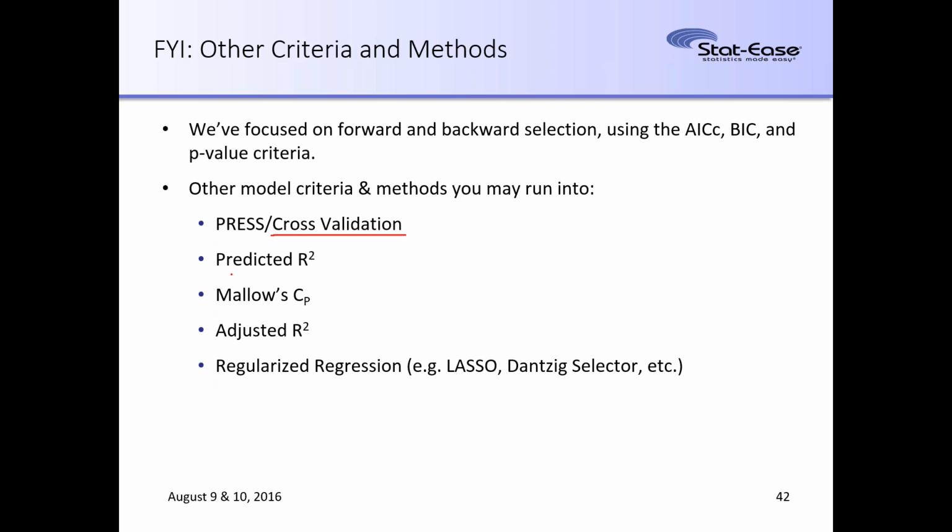You could also simply use automatic selection by using predicted R squared, although that's generally going to give you something similar to what AICc gives you. There's Mallows' Cp, there's an adjusted R squared, and in the last 15 years there have been model selection methods based on regularized regression. So if you've ever heard of Lasso or the Dantzig selector, this is more just an FYI. If you're interested in them, I would encourage you to look at Wikipedia.